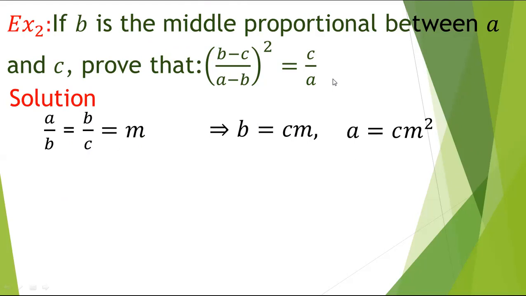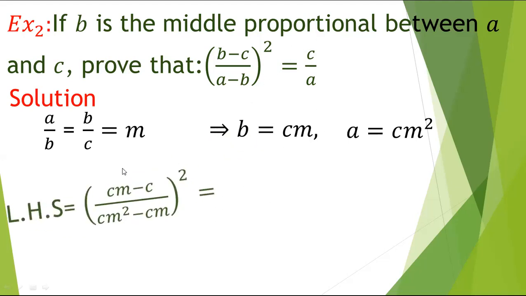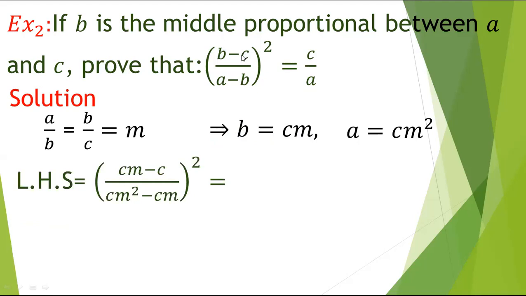Prove that, we said, must take the left hand side or right hand side first, as you like. Then left hand side equals, I will substitute B by Cm and substitute A by Cm power 2. Then we have in the numerator Cm minus C, divided by Cm power 2 minus Cm, all power 2. Don't forget all power 2.